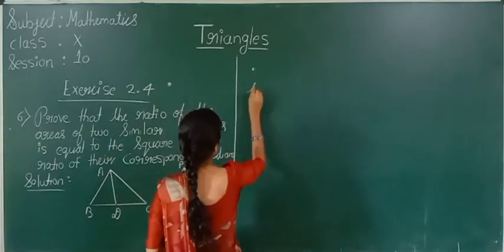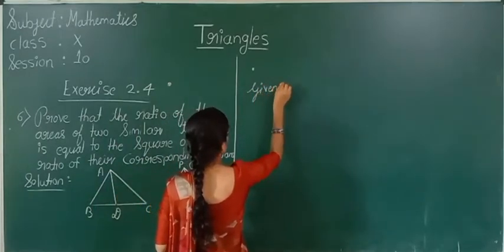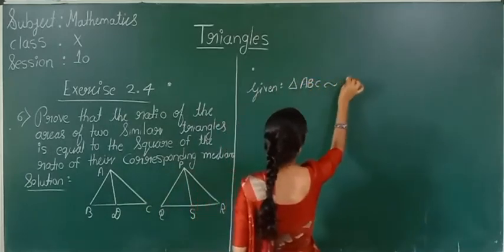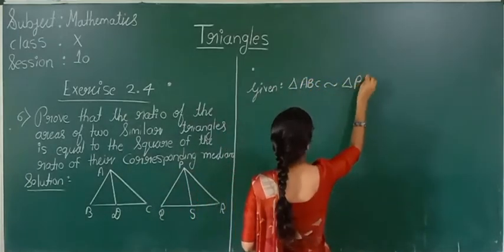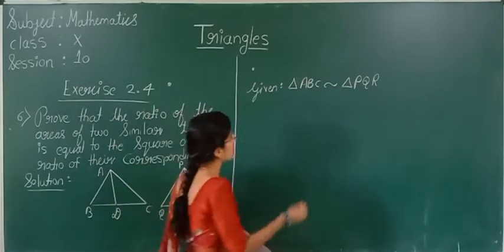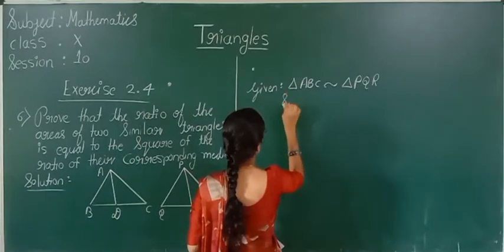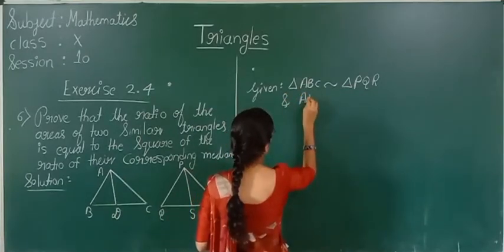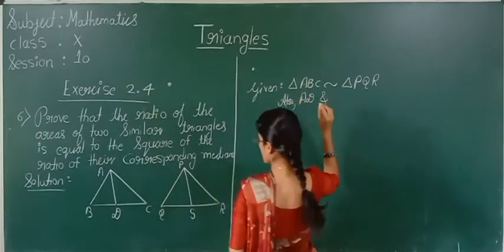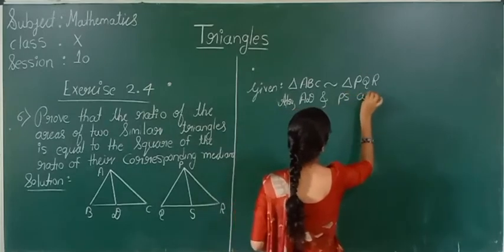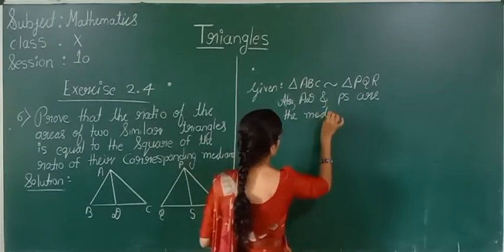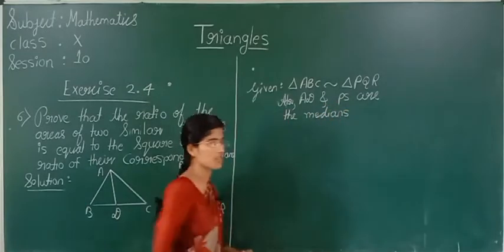See here, given: triangle ABC similar to triangle PQR. These two triangles are similar, okay, and what they are given, you can write also, AD and PS are the medians. This is the given thing.